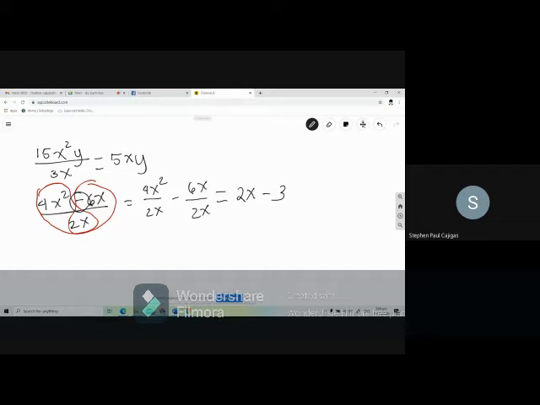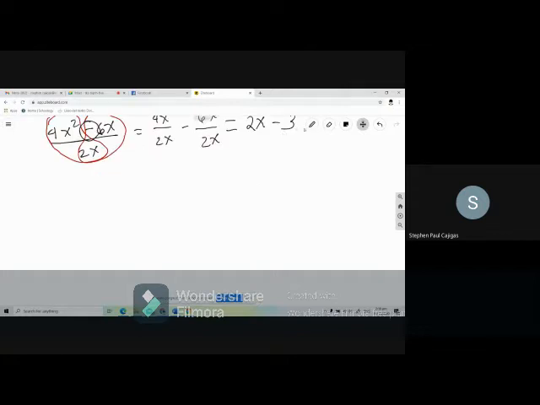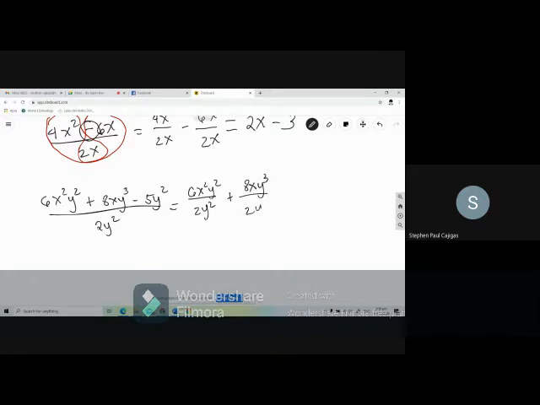Let's have another example. Again, we separate the terms, so we will have 6x squared y squared all over 2y squared plus 8xy cubed all over 2y squared minus 5y squared all over 2y squared. Okay, so let me continue. We have 6x squared y squared divided by 2y squared. So 6 divided by 2, we get 3. The x squared stays, so we write 3x squared. Y squared divided by y squared is equal to 1, so we no longer write it.